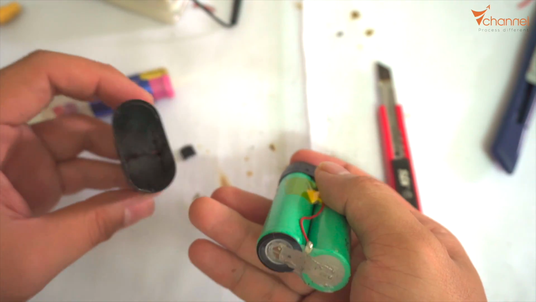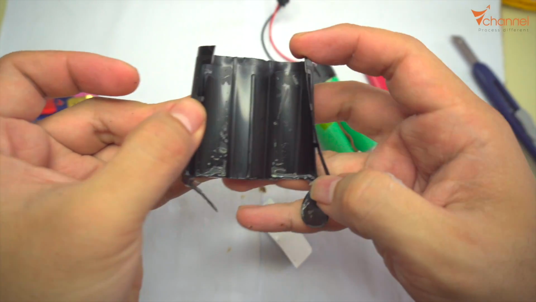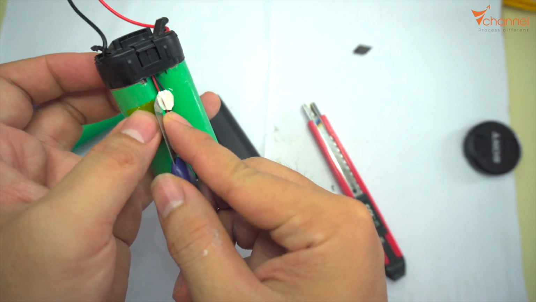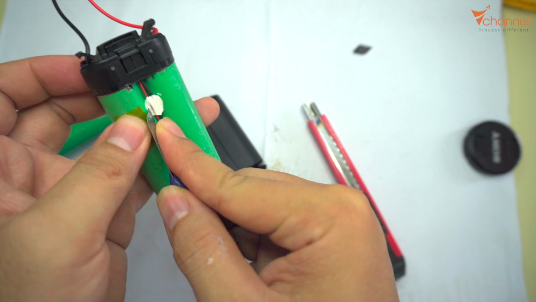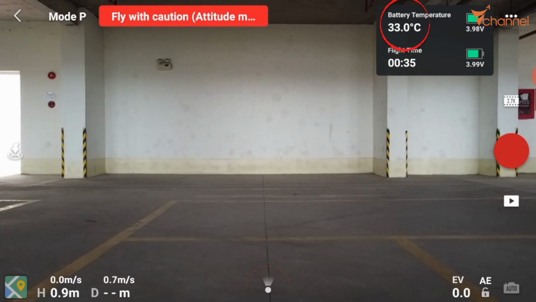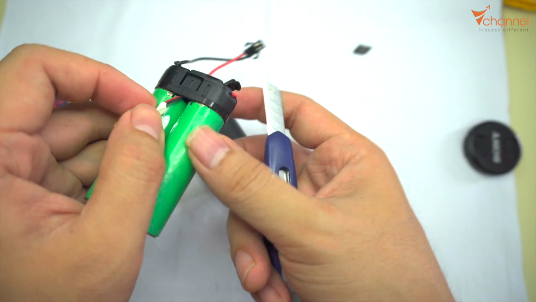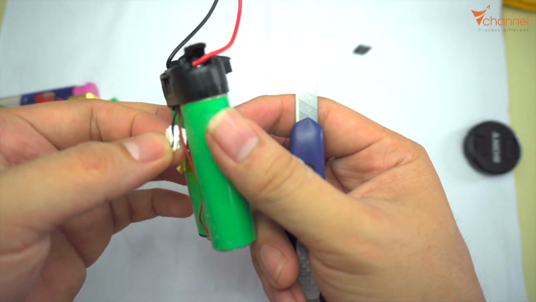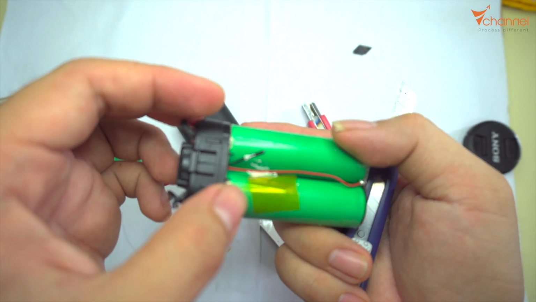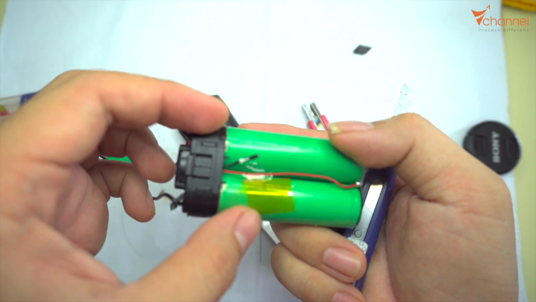You can see too much glue. Next, we can see the white glue. This is a thermistor. It helps us see the battery temperature right here. Some people don't want the aircraft to show temperature; they can interfere with this one. And the red wire is the balance charge and manages battery voltage.